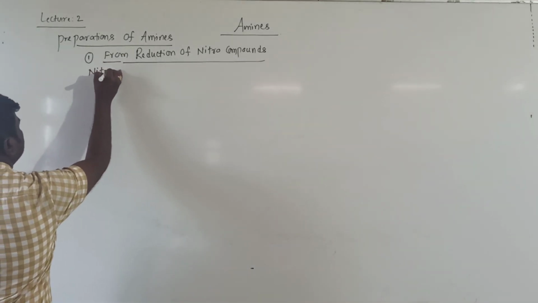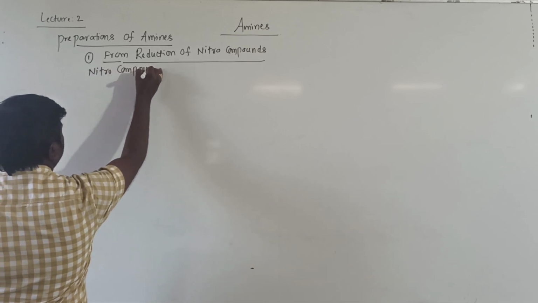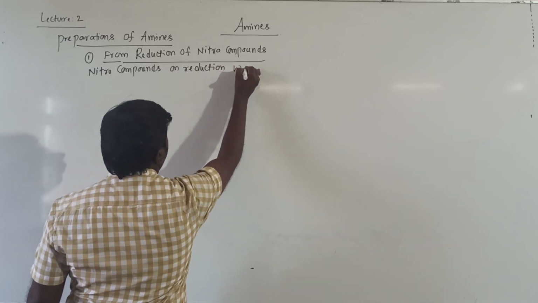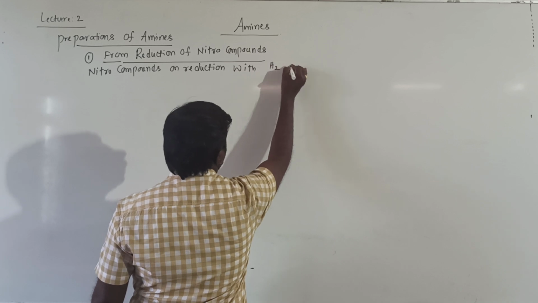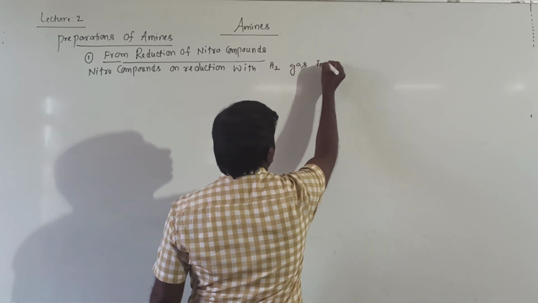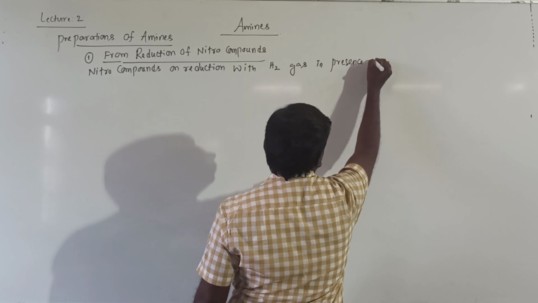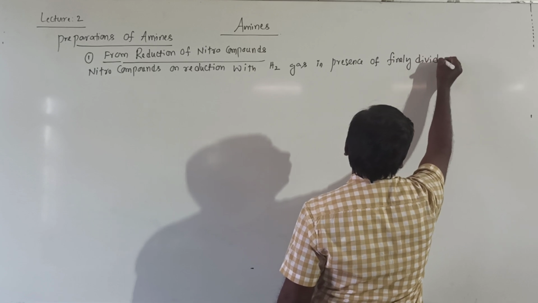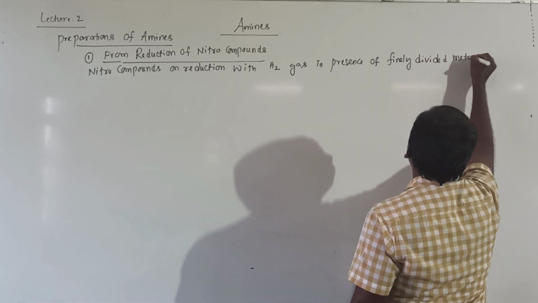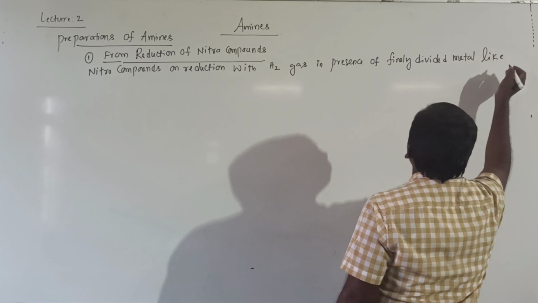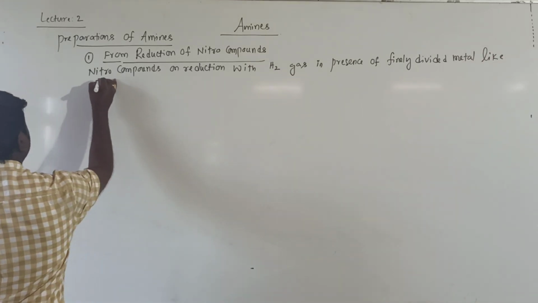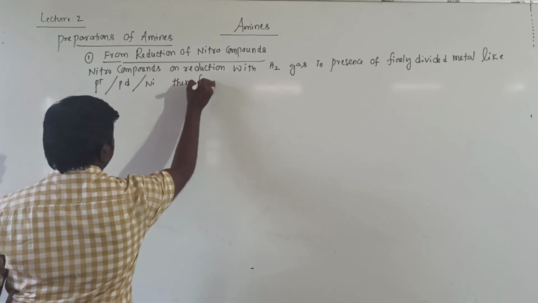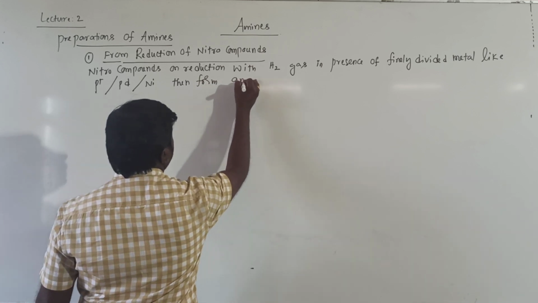Nitro compounds on reduction with hydrogen gas in presence of finely divided metal like platinum, palladium or nickel then form amines.